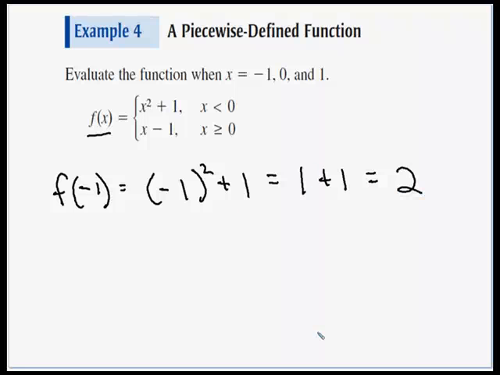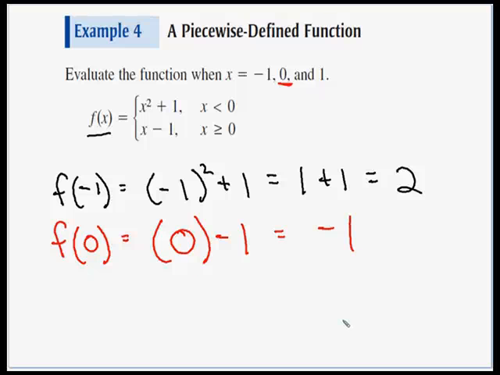Next, we're doing 0, f of 0. So what piece of the piecewise function do we plug it into? Let's see here. Well, if we're less than 0, we use the top piece. But we're not less than 0, we're exactly equal to 0. So we're going to have to use the bottom piece. For numbers greater than or equal to 0, we plug that value into the bottom function, x minus 1. Or something minus 1, and now that something is 0. 0 minus 1 is negative 1. So f of 0 is negative 1.